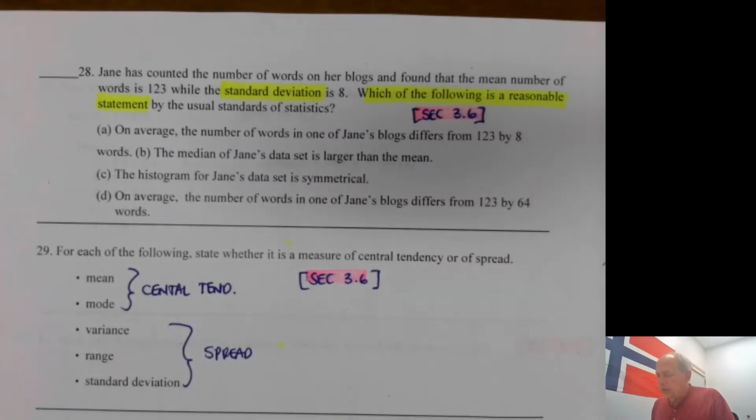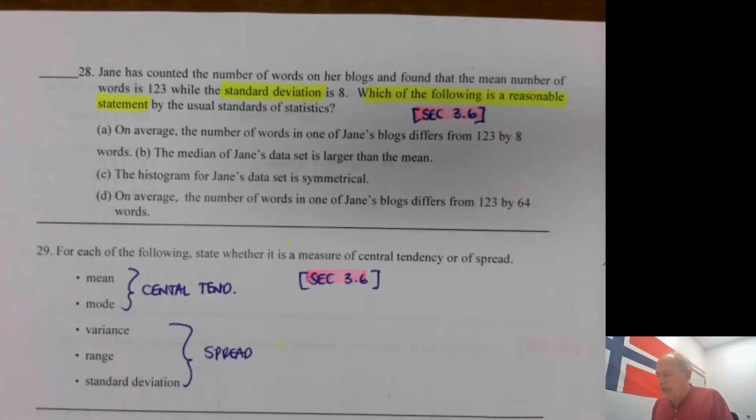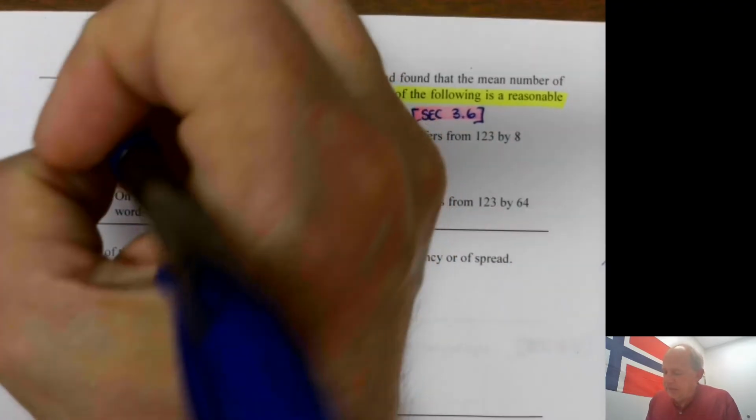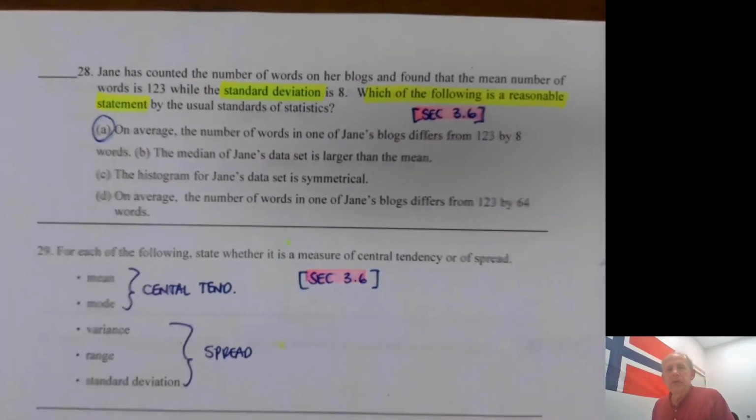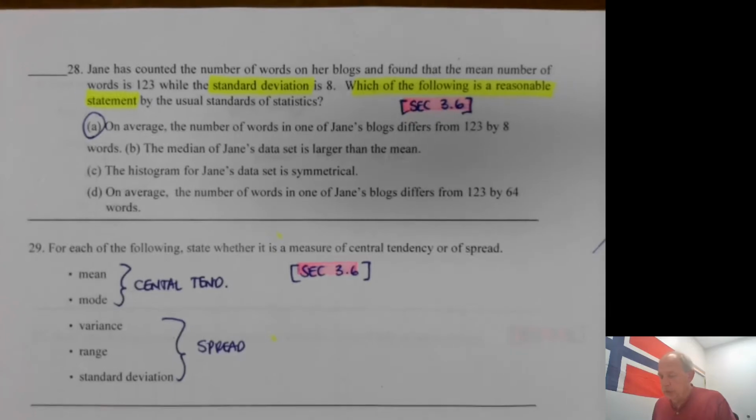Number of words in a blog, the average is 123 with a standard deviation of 8. What does standard deviation mean? Well, it means on average the number of words from Jane's blog differs from 123 by 8 words. Could be 8 words more or 8 words less, but the difference is by 8. So there's number 8.